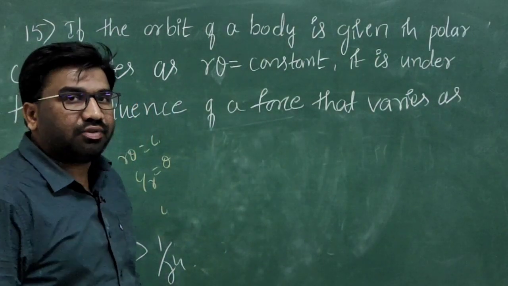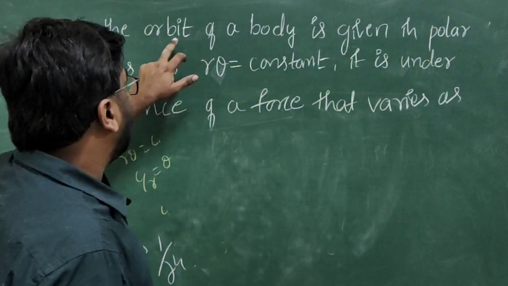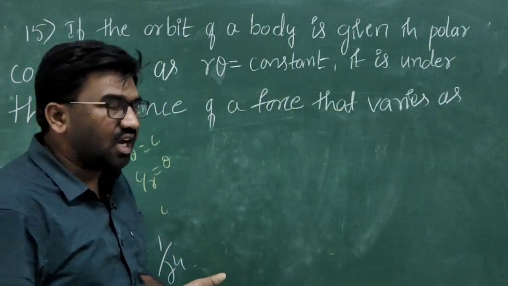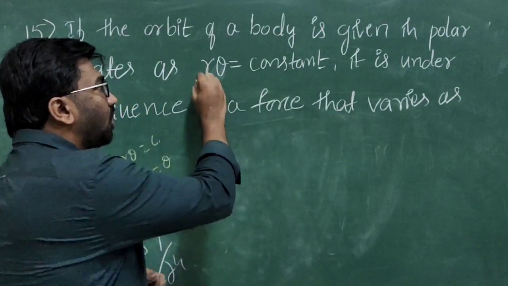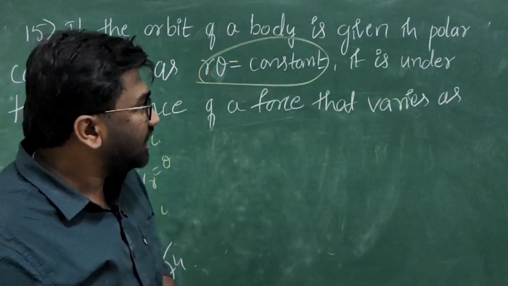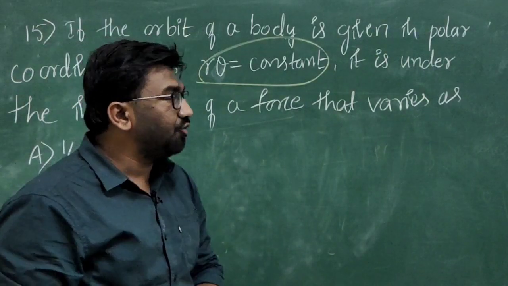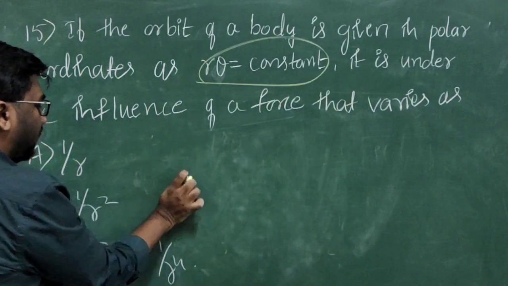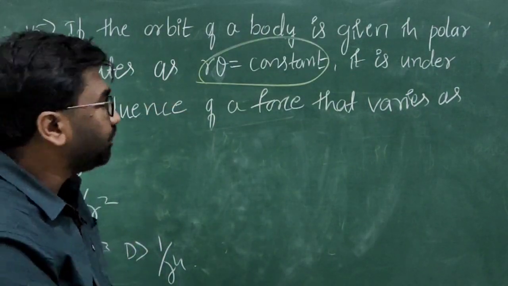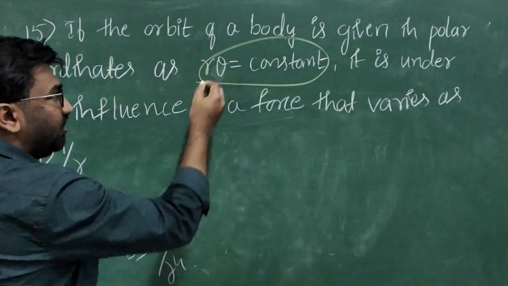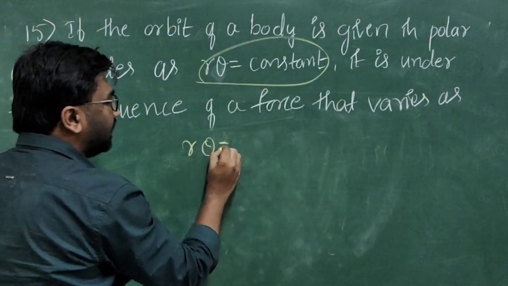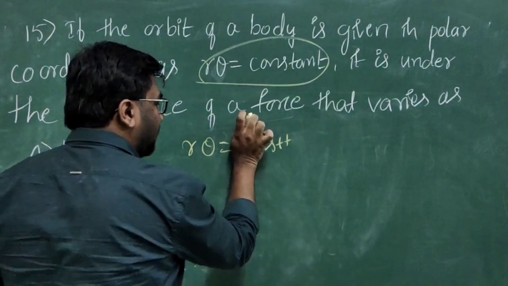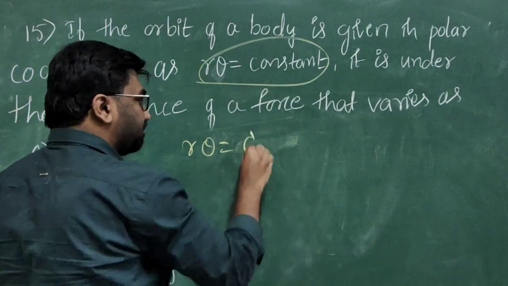So this is question number 15. If the orbit of a body is given in polar coordinates as r theta is equal to constant, it is under the influence of a force that varies as, so these are the 4 options given. Okay, so let us consider the given r theta is equal to constant, and that constant I am considering as some c.